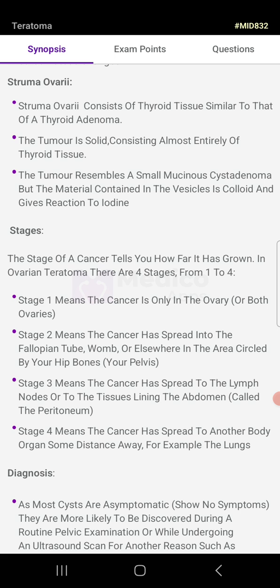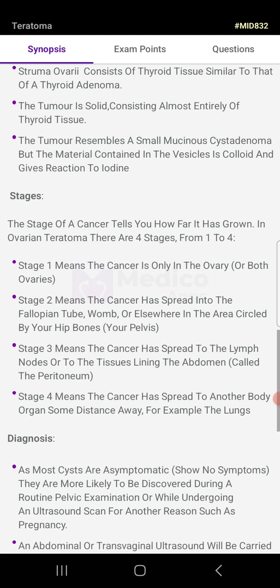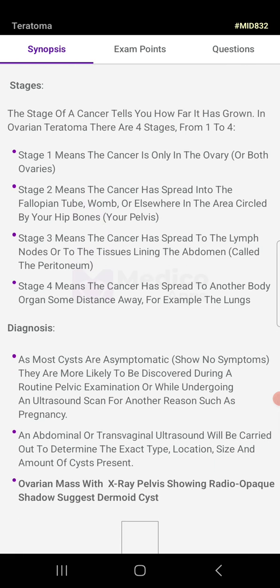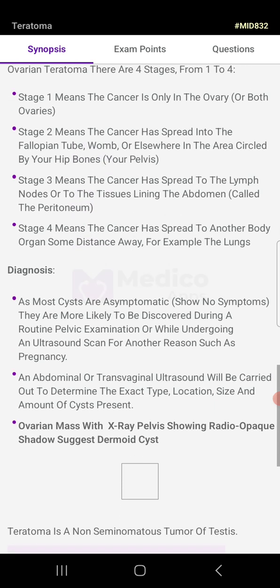The stage of a cancer tells you how far it has grown. In ovarian teratoma, there are 4 stages, from 1 to 4. Stage 1 means the cancer is only in the ovary. Stage 2 means the cancer has spread to the fallopian tube, womb, or elsewhere in the area circled by the hip bones, your pelvis. Stage 3 means the cancer has spread to the lymph nodes or to the tissue lining the abdomen, called the peritoneum. Stage 4 means the cancer has spread to another body organ some distance away, for example the lungs.